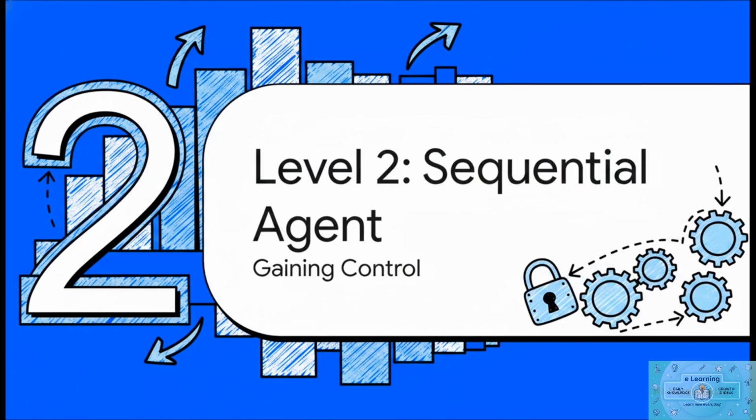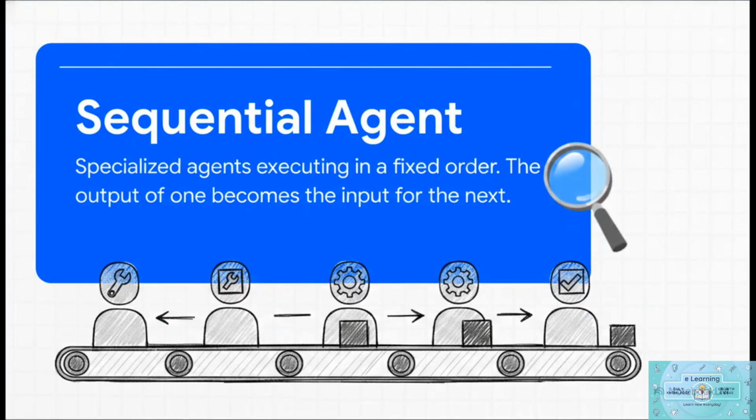Welcome to pattern number 2, the sequential agent. This one is all about getting back in the driver's seat and making our system predictable. The best way to think about this is like an assembly line. Seriously, instead of one worker trying to build a whole car, you have multiple specialists. Each agent has one specific job to do, and they do it in a fixed, predictable order. The output from one agent just becomes the input for the next one down the line.